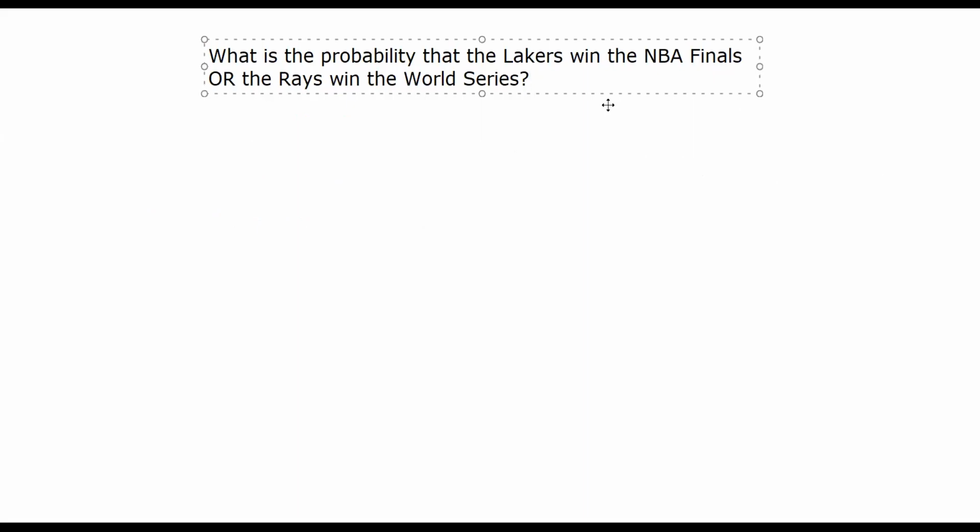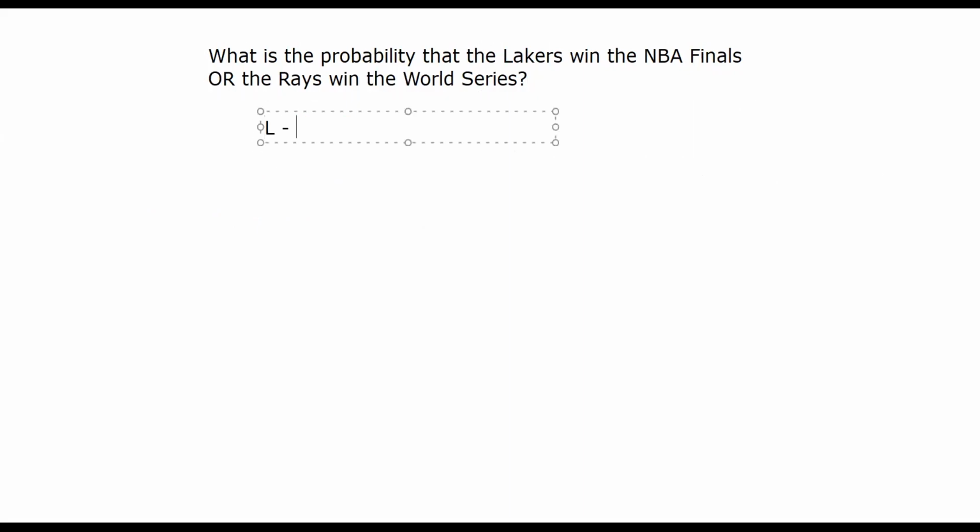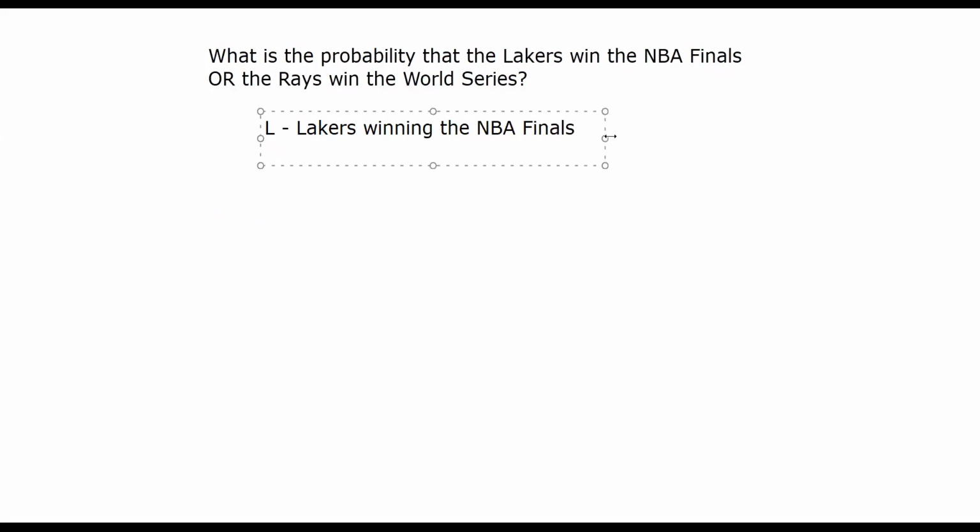So what you can do is let L be the event of the LA Lakers winning the NBA Finals. Now they literally just won the other day, but again, we're going to pretend like that hasn't happened yet. You can let R be the event that the Tampa Bay Rays win the World Series, winning the baseball championship, which is still going on right now, not the World Series just yet. It's about to start.